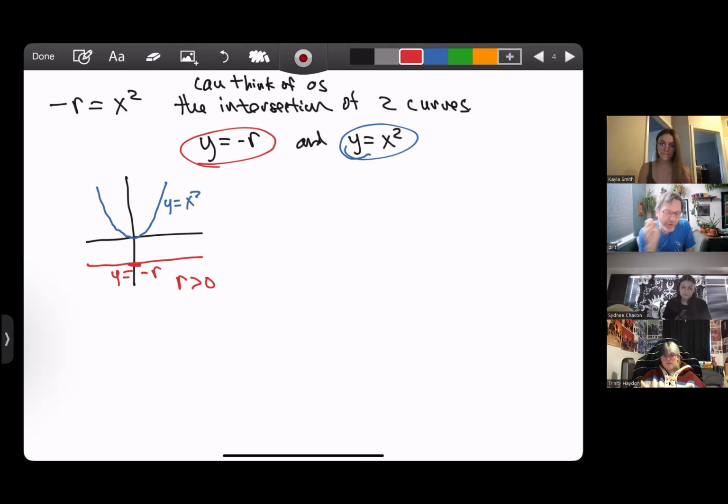Let me stop and make sure that this is all making sense. Is there anything that I need to clarify or could clarify? Are these still x and x dot?